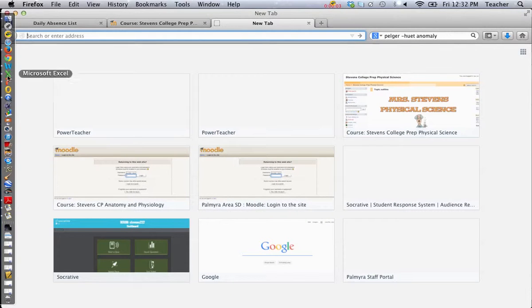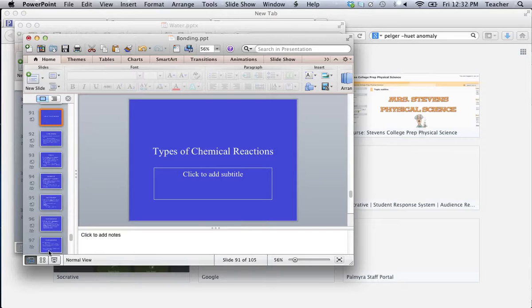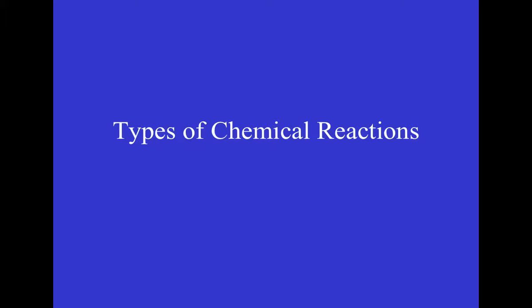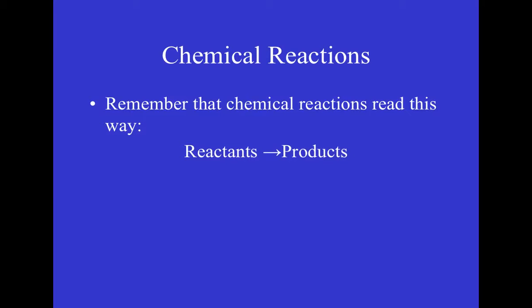So our next lesson here is on the different types of chemical reactions. Now let's do a little bit of review here very quickly about chemical reactions, just because it's been a little bit of time. We have to remember that chemical reactions are written this way. So we've got the reactants on the left-hand side of the arrow and the products on the right-hand side of the arrow.